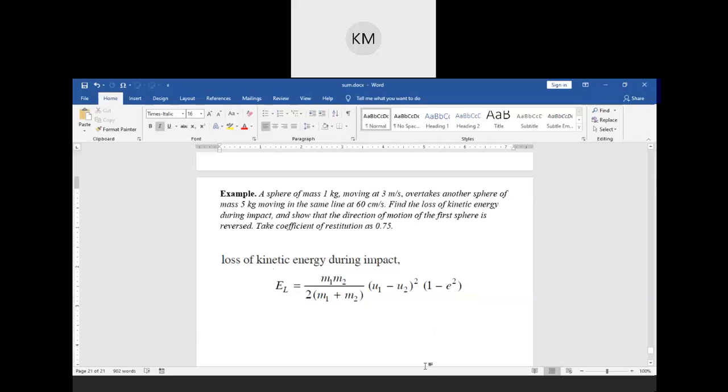Yes. Okay. So once you are done finding out the loss of kinetic energy during impact, you can take a screenshot of this. Once you are done, you have to do the second part. So how will you do the second part? You have to give the equation.